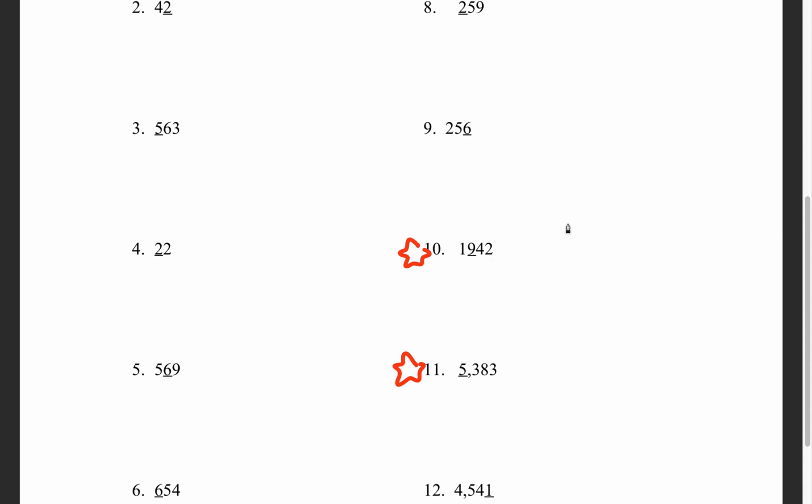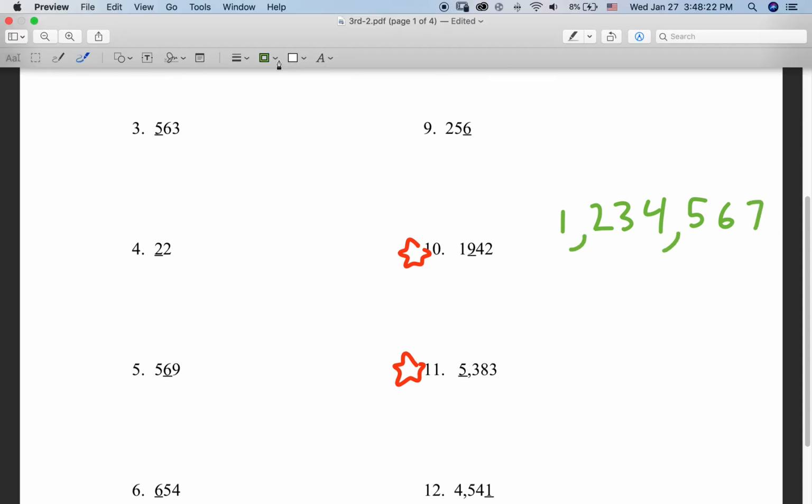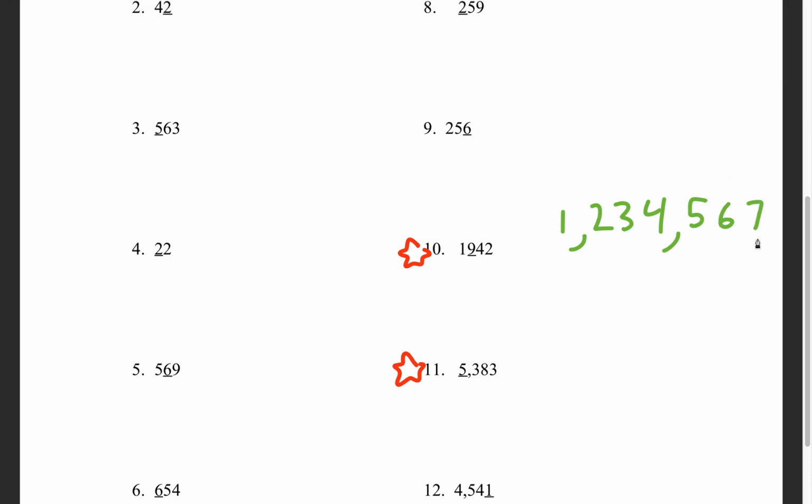So, let's write a number. 1, 2, 3. Okay. So this area, the right area, this is the ones because it's in the first place. And then this is going to be the tens place because it has 2 digits.